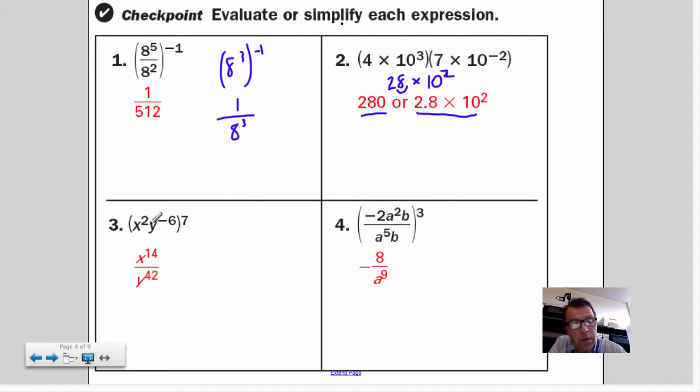This problem, I think your only first step is to distribute the 7, which gets you x to the 14 and y to the 42, but the negative, you're going to have to drop your answer. So again, if you left your negative in your final answer, you can't do that. That's just the rule. So you gotta flip whatever term has that negative exponent. Be careful here. This negative is not a negative exponent; it's just a negative.